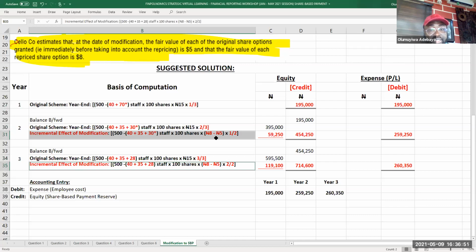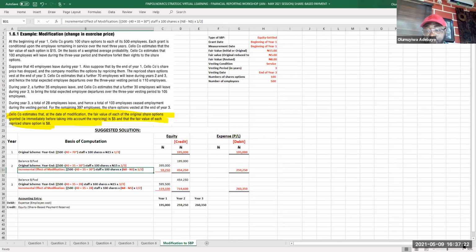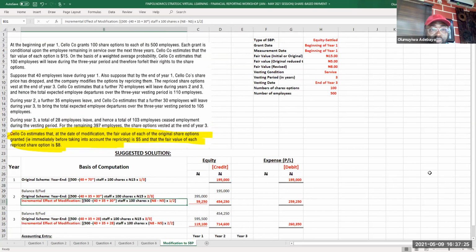And what is changing there is that our original option price will be substituted with the incremental difference in the revised option price compared to the reduced price. And that is that. And we are going to apportion it for the remaining period left, which is 2 years, 1/2 for the first part of the 2 years, and 2/2 cumulative expense for the later parts. Any question on this? Any question on this? Yes, sir.